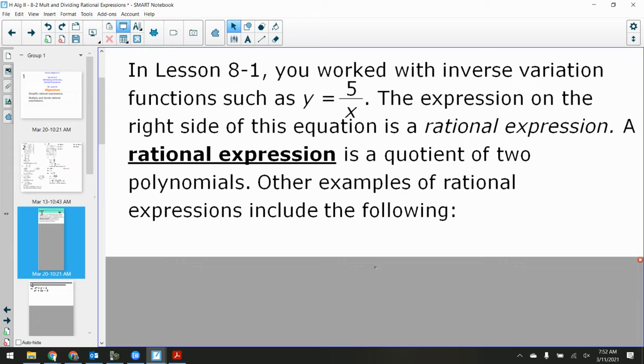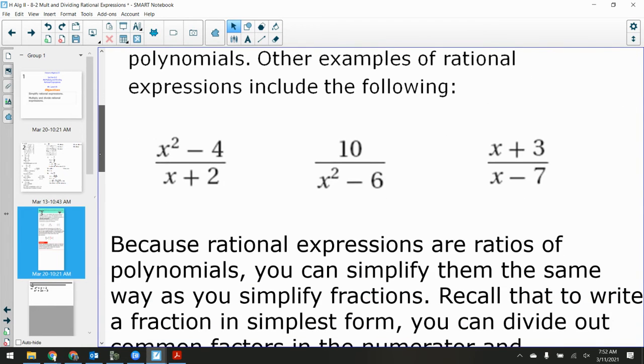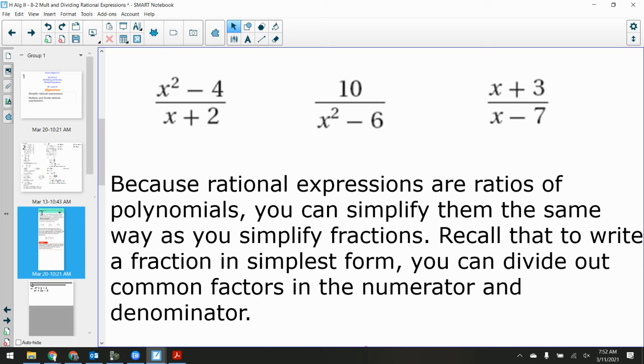Now remember that polynomials could include monomials as well. So that's why just 5 over x is really a quotient of two polynomials. As long as there's an x in the denominator, you'll get a rational expression. These are some types of rational expressions. You don't have this in the guided notes, just a little intro there.